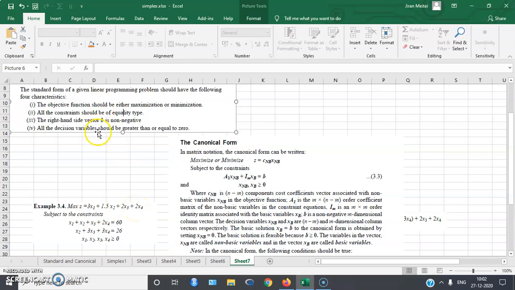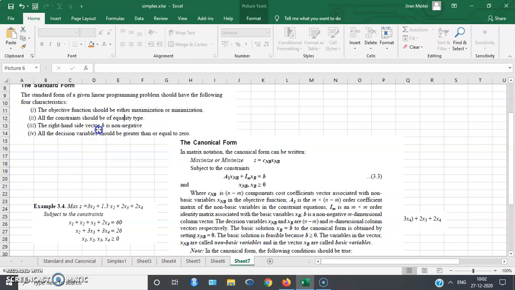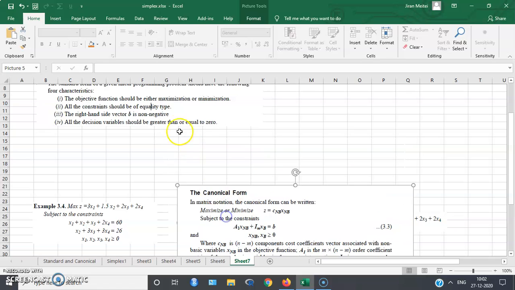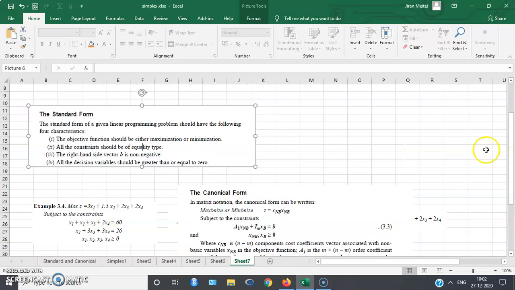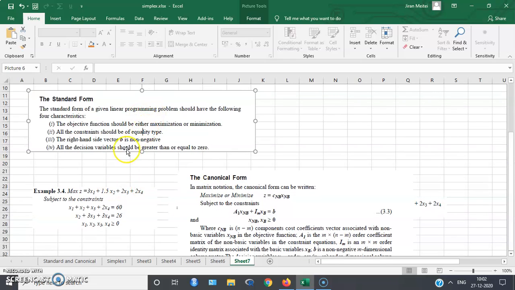Now the conditions of the standard formulation are satisfied by the given linear programming problem itself. The objective function is maximization, all the constraints are of equality type, the right hand side values are non-negative, and the variables are all greater than or equal to 0. So the given problem itself is a standard formulation of the linear programming problem. Now, whether this standard formulation also is a canonical formulation, we'll have to check.